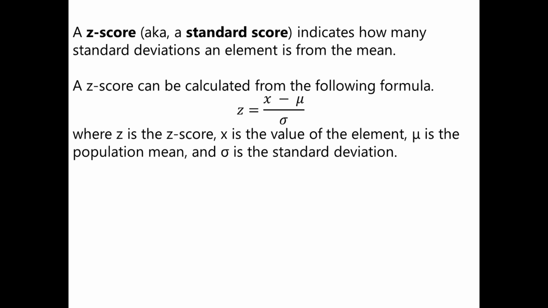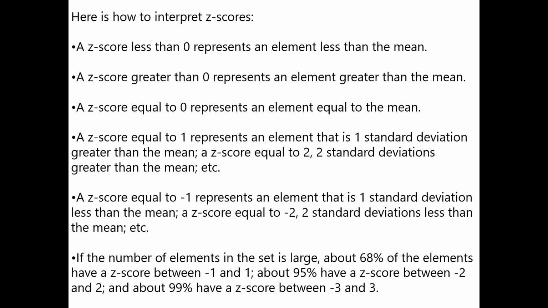Now, a z-score, aka the standard score, indicates how many standard deviations an element is from the mean. And a z-score can be calculated using the following formula. Z equals x minus mu divided by sigma, where z is the z-score, x is the value of the element, mu is the population mean, and sigma is the standard deviation. So let's talk about how to interpret a z-score when you get it.